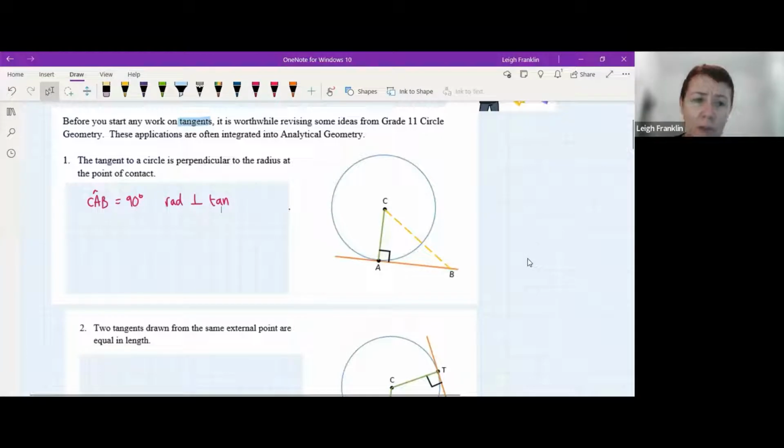Another thing that's going to be important for us here is what happens with gradient. If you have the gradient of your tangent and you multiply that by the gradient of your radius, you are always going to end up getting -1. So that's super important. Sometimes we will have to use the gradient of the tangent to get the gradient of the radius, or sometimes we'll have to use the gradient of the radius to get the gradient of the tangent. So that's another really important point to note at this stage.